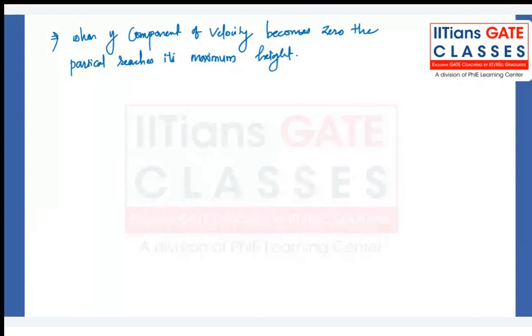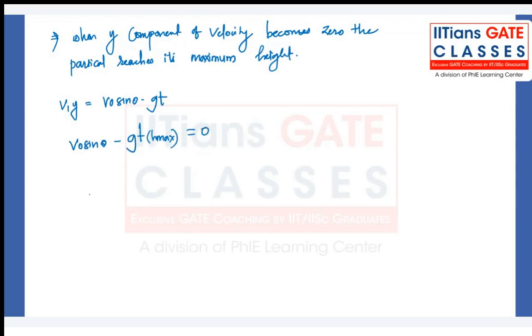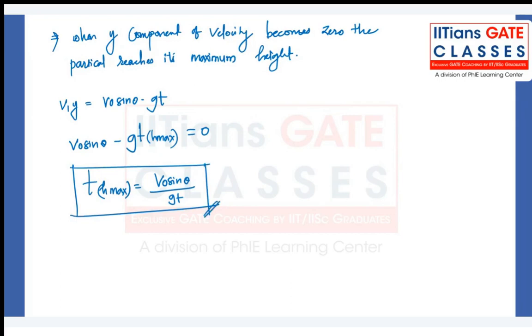What was the y component of the velocity? V1y was V naught sine theta minus gt. So after a certain time, V1y will be zero, right? When it reaches the maximum height. So can I say V naught sine theta minus g times t, when it reaches h max, is equal to zero. So the time at which it reaches the maximum height is equal to V naught sine theta divided by g. So this is the time for reaching the maximum height.